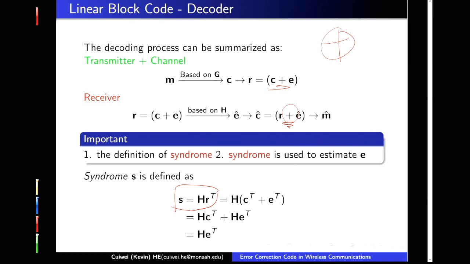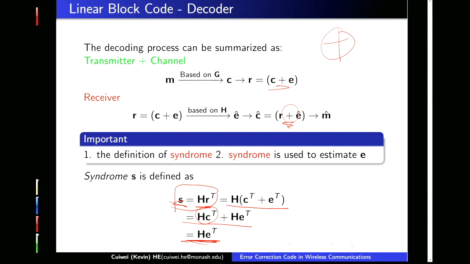So now we get back to the syndrome. The syndrome is nothing but H multiplied by the received sequence, where the received sequence equals C plus E. So we can easily get to this step. Because this part is always 0, as we explained, this is the property of the parity matrix. If you have a code word multiplied with the parity matrix, it's always 0. So the syndrome is nothing but H multiplied by the error vector.